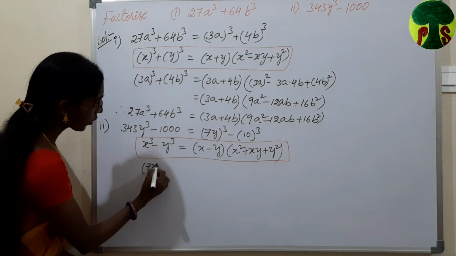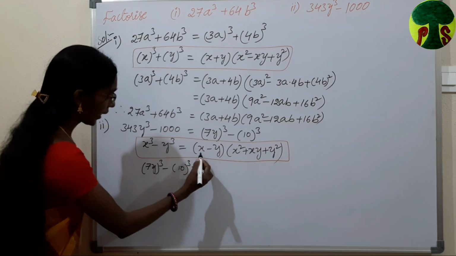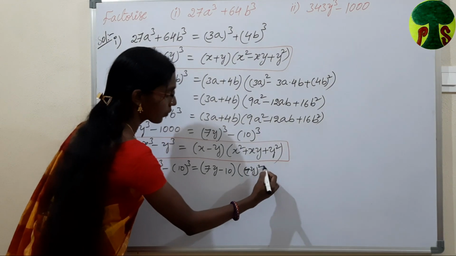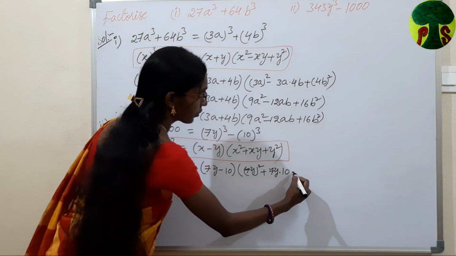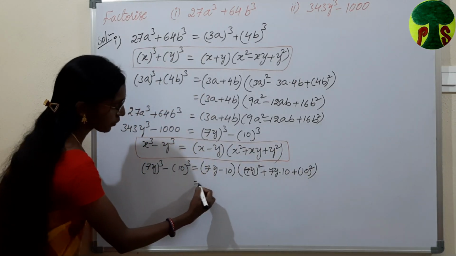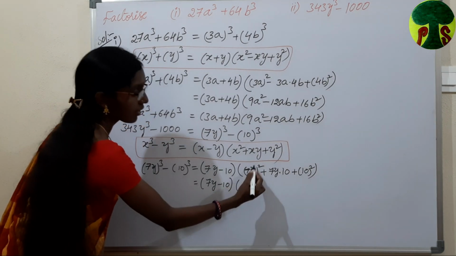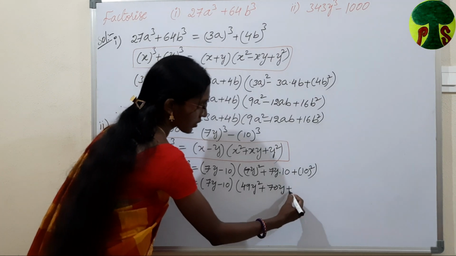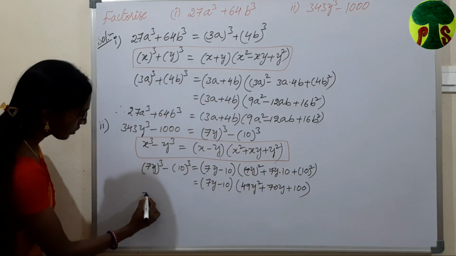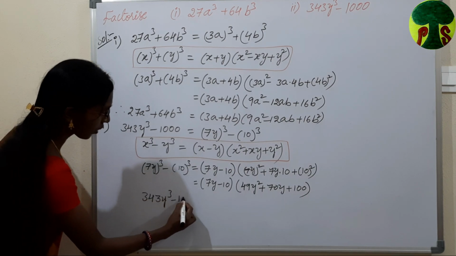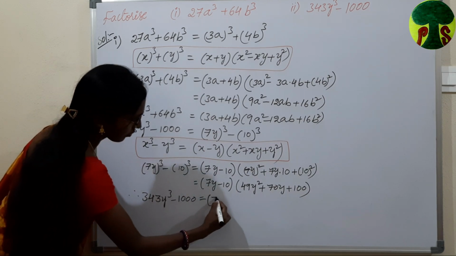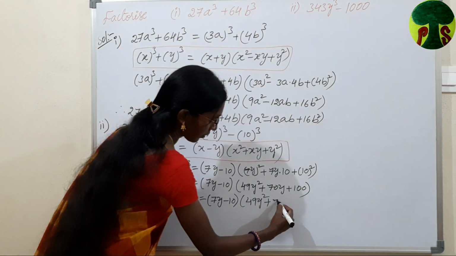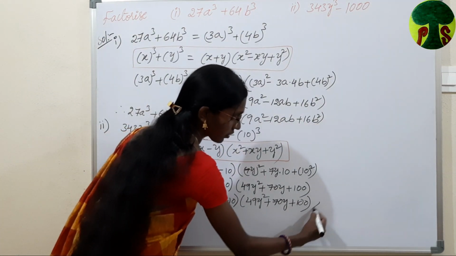Therefore, (7y)³ − 10³ equals (7y − 10) into ((7y)² + 7y into 10 + 10²), which is equal to (7y − 10) into 7 squared is 49, 49y² plus 7 into 10 is 70y plus 10 squared is 100. Therefore, we can express 343y³ − 1000 as (7y − 10)(49y² + 70y + 100). These are the required solutions.